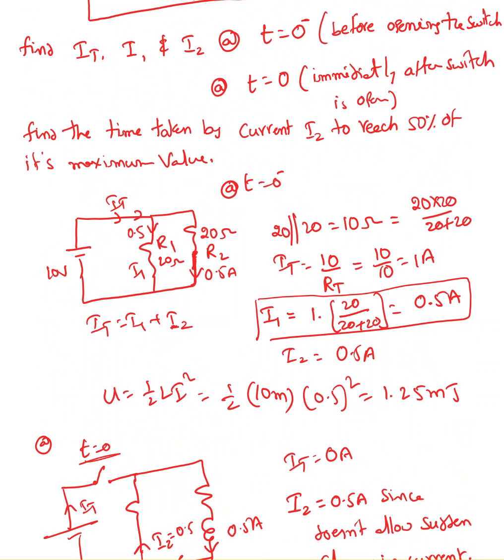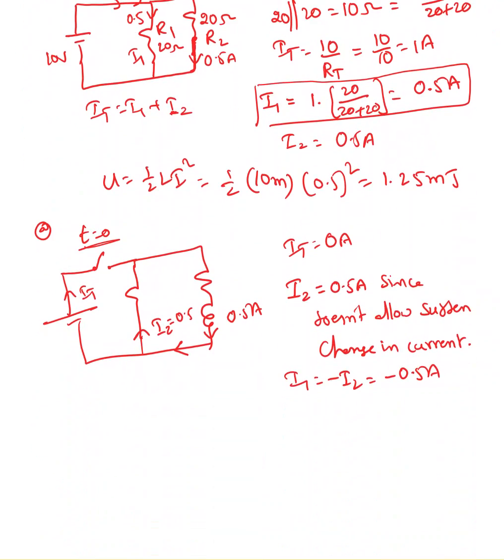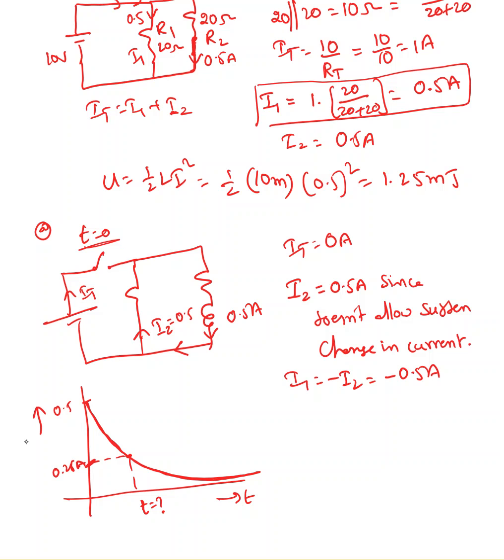But here the question he's asking is to find the time taken by the current I2 to reach 50% of its maximum value. So what is the maximum current here? What happens if I draw it in graph format? The current initially through the inductor is 0.5, and it is going to come down exponentially. The question is, what is the time taken? Here he gave us this value as 50%, which is 0.25 ampere. This is I2.